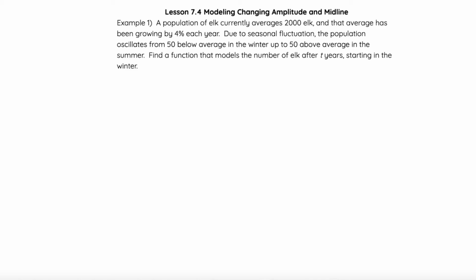So we're on average growing. Average is letting us know that we're talking about the midline. What is the average that we're doing? And it's growing by 4% each year. So that's going to be a key piece to the problem. And it's oscillating. Oscillating is telling us that we're probably going to be utilizing sine or cosine in this piece here. We have exponential growth.